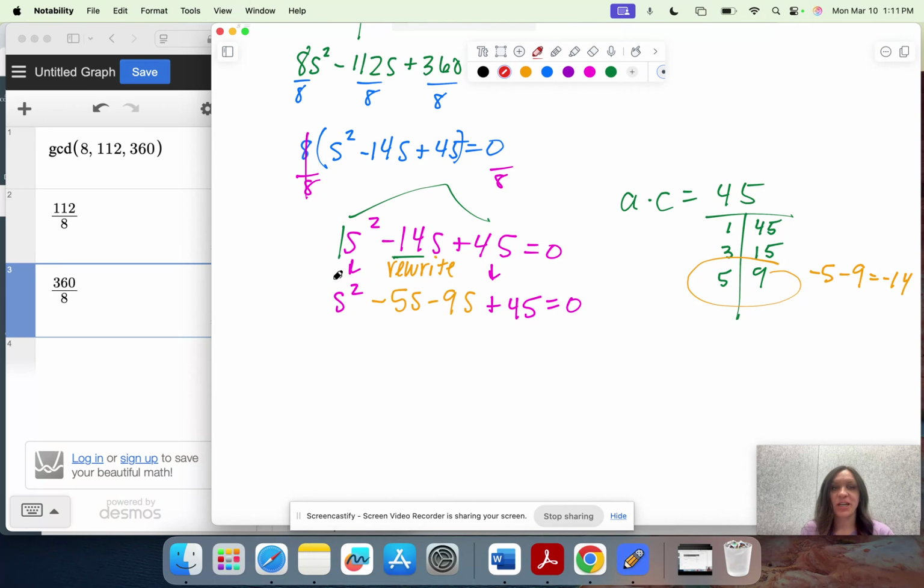Okay, to factor, we got to group. So group the first 2, group the second 2, and take out a common term. On our first one, because there's no number in front, it's just the s. And we're left with an s minus 5.